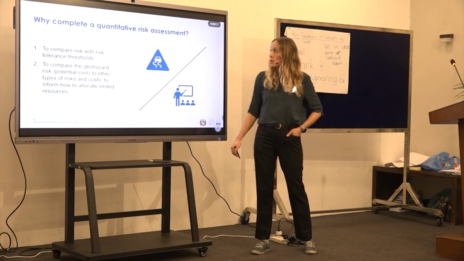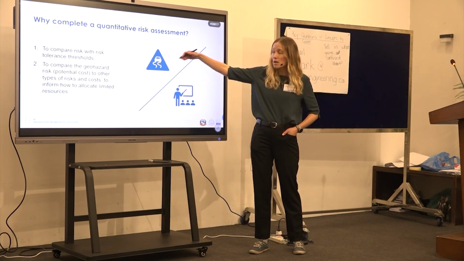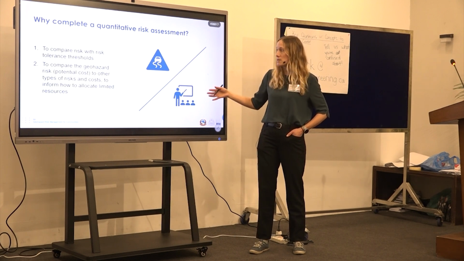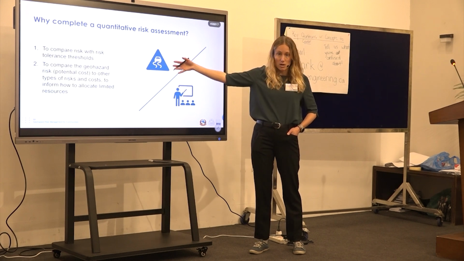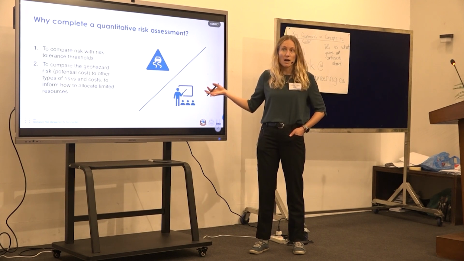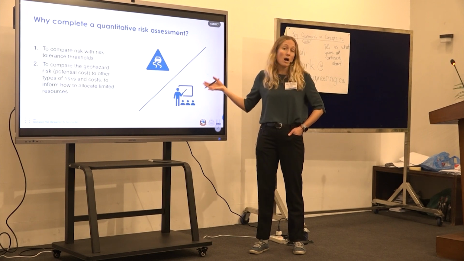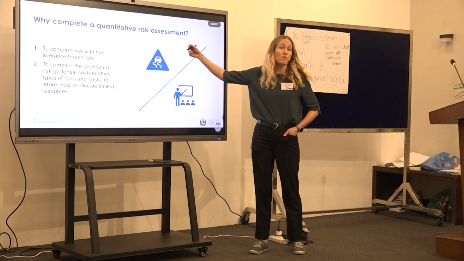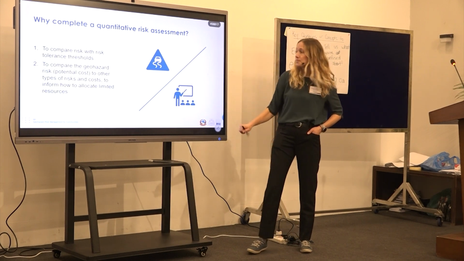Another reason to complete a quantitative risk assessment is to compare the geohazard risk and cost to other types of risk and cost so that you can understand, okay, the risk from geohazards is $100 a year, but I could use that $100 a year to build a new health center or a new school. And then you can decide, or the government can decide, whether to spend that money here or to spend that money here.